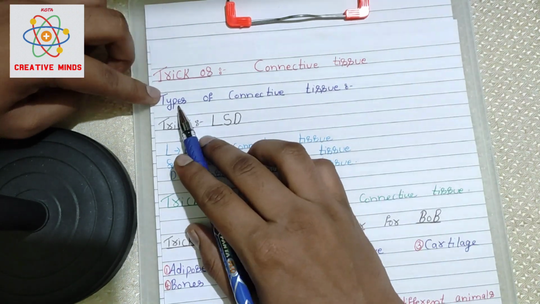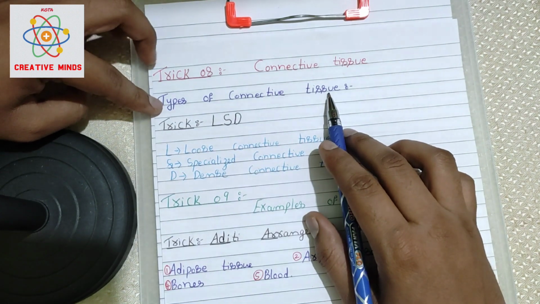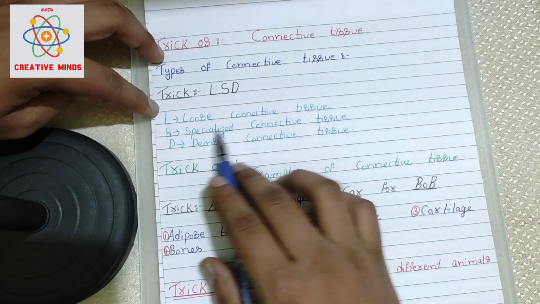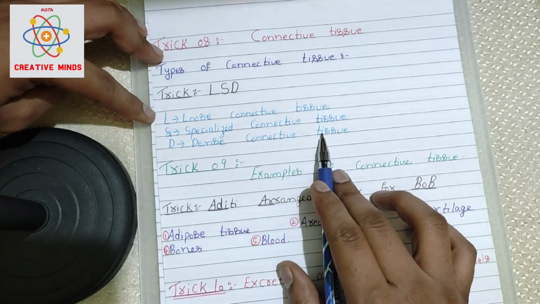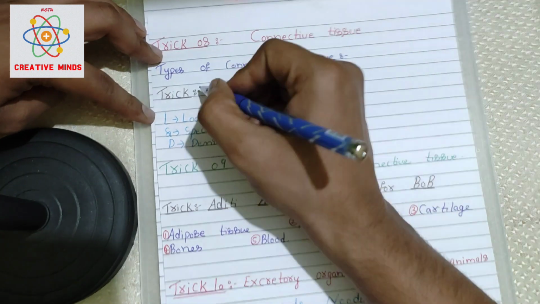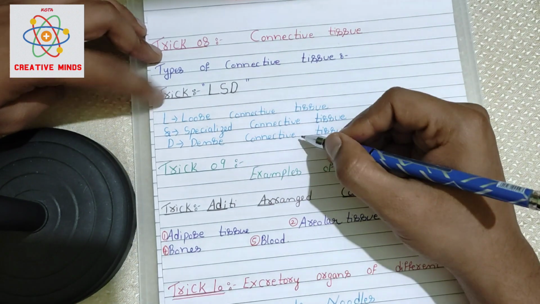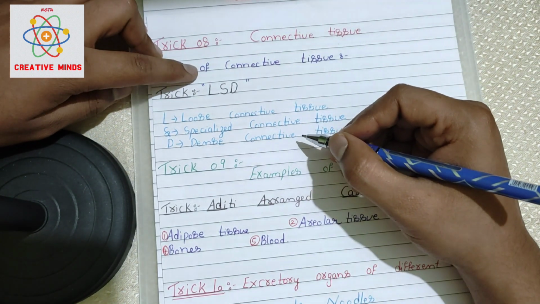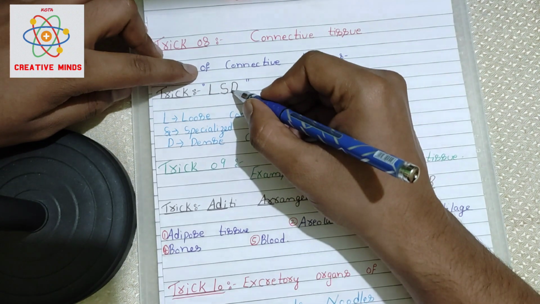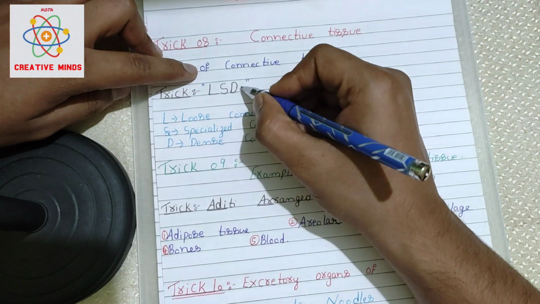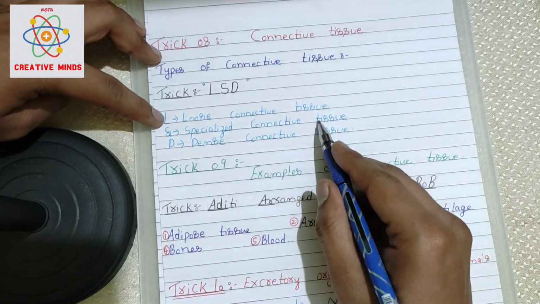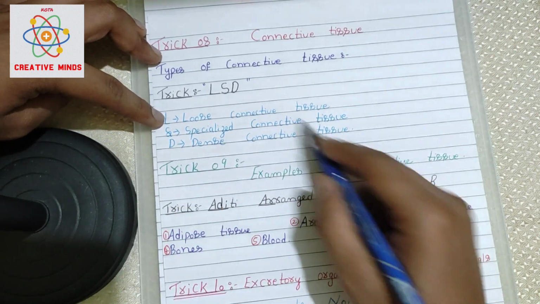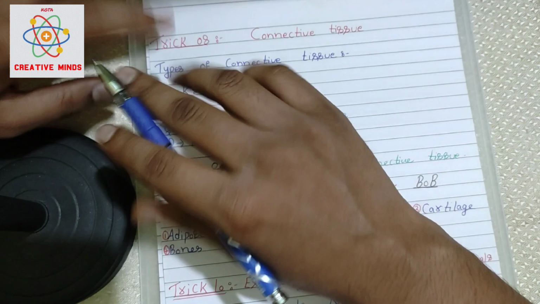First of all, let us learn the types of connective tissue. What are the types of connective tissue? Loose connective tissue, specialized connective tissue, dense connective tissue. How to remember them in sequence? LSD. See, this is a very famous and important drug, and you will learn about this in your class 12. This is a very famous drug, LSD. L means loose connective tissue, S specialized connective tissue, D dense connective tissue. Types of connective tissue, trick number 8 completed.